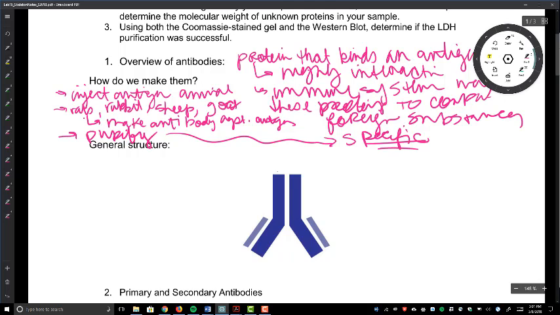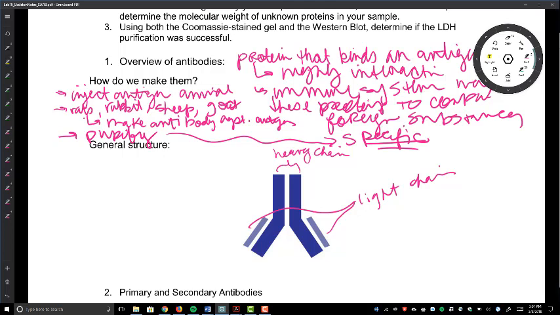In purple here, these would be the heavy chain, and then the light purple parts, those are going to be the light chains. And those are named because the heavy chain has a higher molecular weight than the light chain. But then on top of that, there's the heavy chain and the light chain, but the antibody has two other key parts.